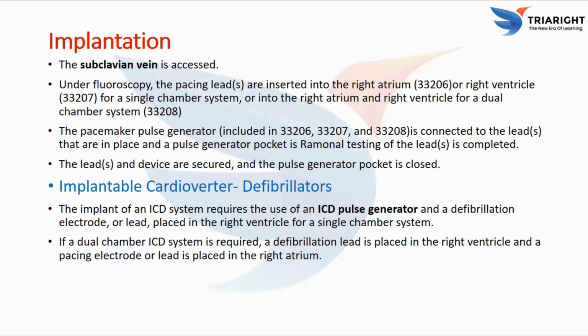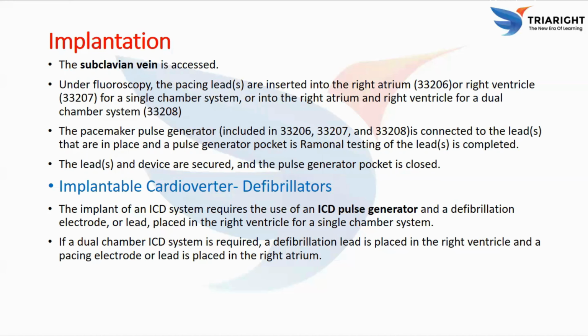What are the ICD system components? The ICD pulse generator, which is larger than a pacemaker, the defibrillation lead, which is much thicker, and shock coils. So what is a single chamber ICD? Only one lead is used and it is placed in the right ventricle. It can pace the ventricle and delivers shocks if ventricular tachycardia or fibrillation is detected.